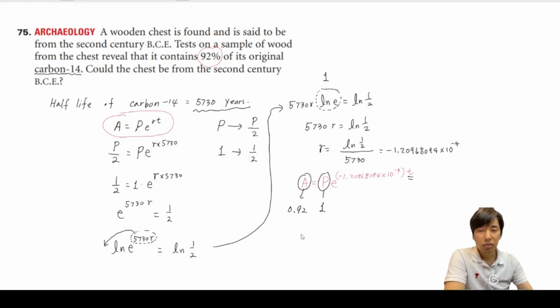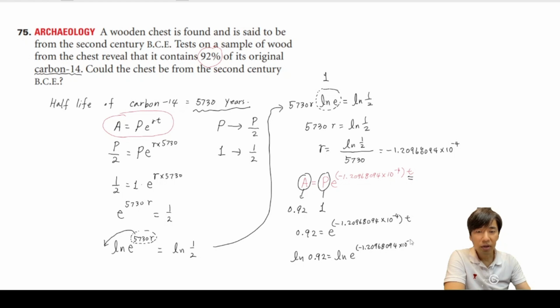Okay, so 0.92 is equal to e to the power of negative 1.20968094 times 10 to the negative 4th times t. Now you can apply natural log. ln 0.92 is equal to ln e to the power of negative 1.20968094 times 10 to the negative 4th times t. And then you can bring this expression in front of this log.